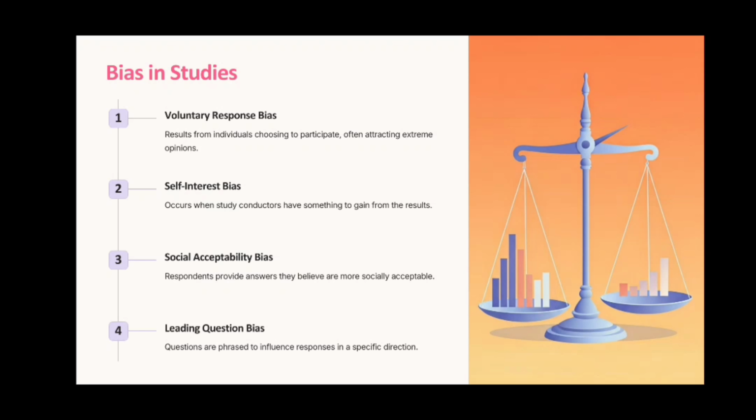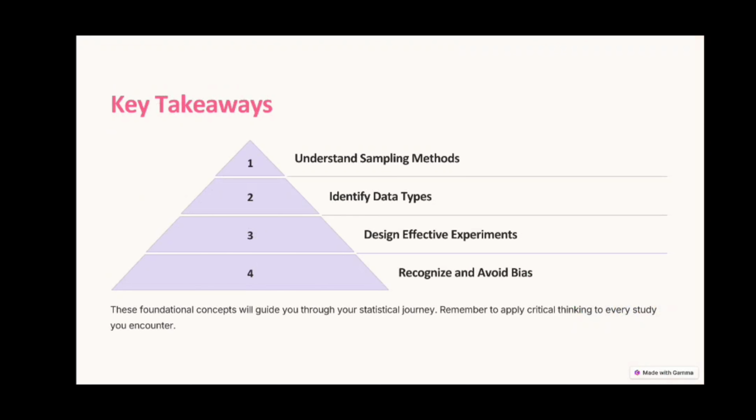And the last one is the leading question bias. Questions are phrased to influence responses in a specific direction. This is commonly used by the security operative to get information out from the respondent or from the alleged criminal. So these are all bias in statistics. The key takeaways from this class is that I believe that you are able to understand the sampling method that we have. You will be able to identify the data types, the qualitative, the quantitative, the design effective experiment, and lastly, recognize and how to avoid bias.